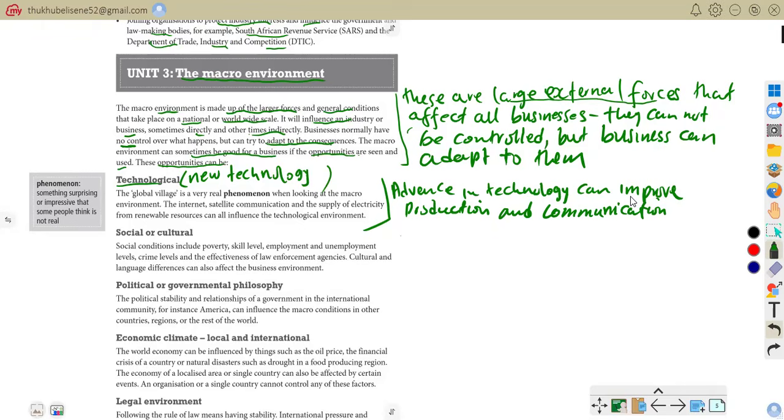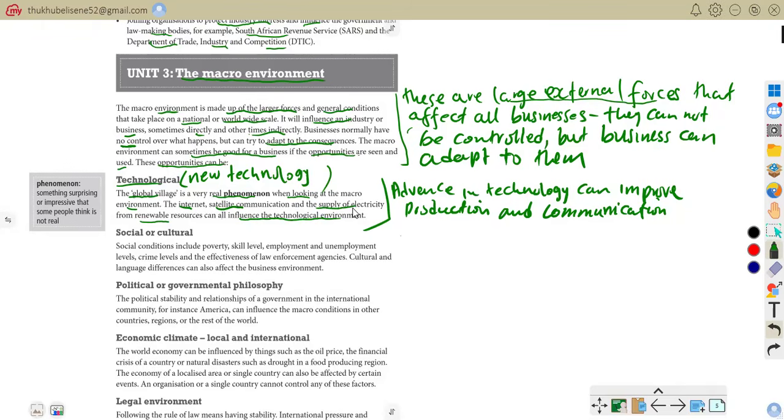Communication, but may require business to upgrade systems. As it says, the global village is very, very phenomenal when looking at the macro environment. The internet, satellite communication, the supply of electricity from renewable sources can all influence technological environment.